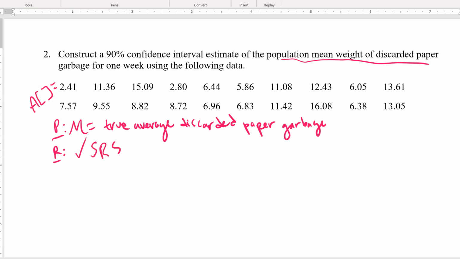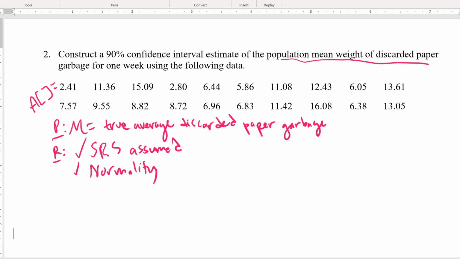And I'm not going to write stated this time because it wasn't stated, so I'm going to write assumed. If I find out later on that this doesn't represent a random sampling of discarded trash for the day, then this would not be something to generalize with. Okay.